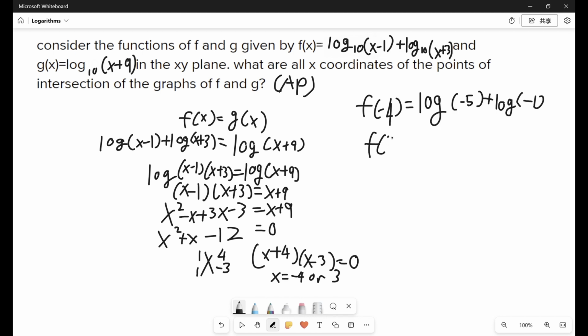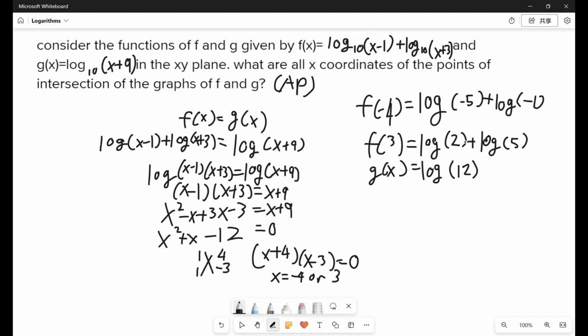So about x equals 3. If x is equal to 3, we have f of 3, which is log 2 plus log 5. Okay, so that looks okay. And then g of 3 is log of 3 plus 9, which is log 12. So those are all okay values. They're appropriate, they're in the domain of log functions. So the answer is only going to be x equals 3, not x equals negative 4 or 3.